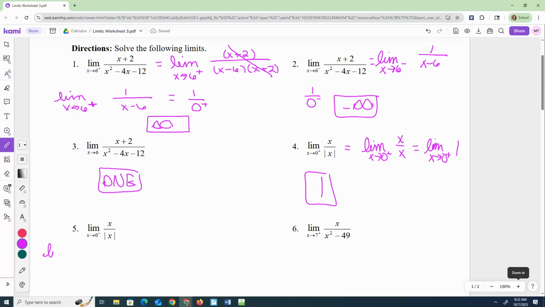Number 5. If I am approaching 0 from the left, that means I'm putting in a negative number. What does the absolute value do to it? It makes it positive. So it's the opposite of what you put in. So that means x divided by negative x would be negative 1. So now it is negative 1.